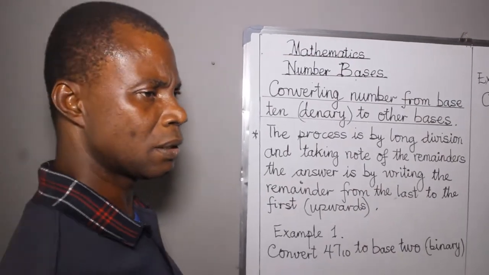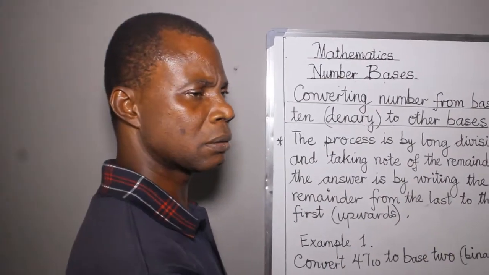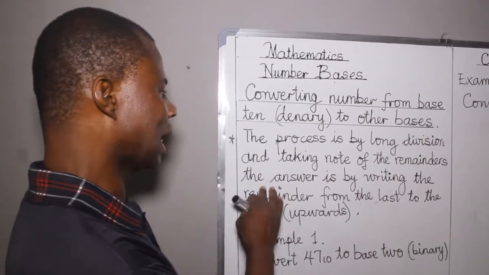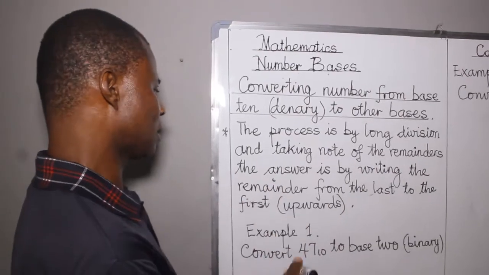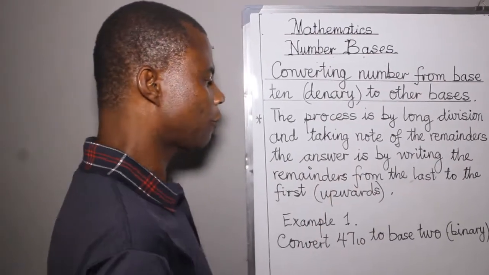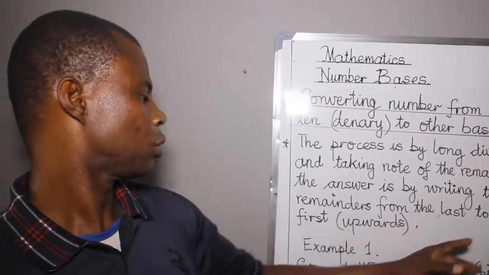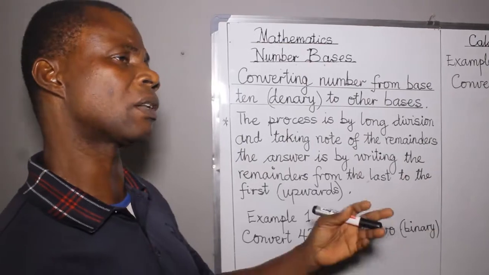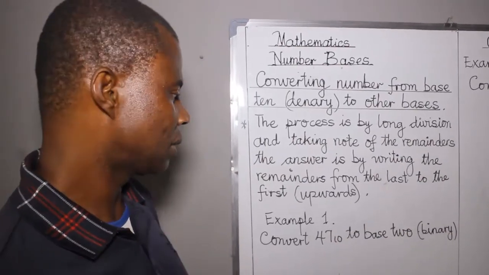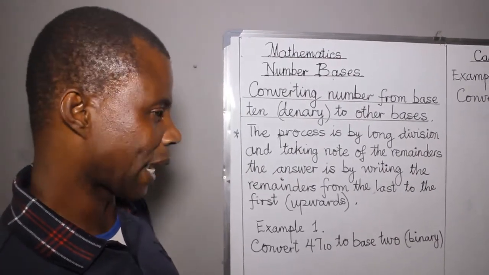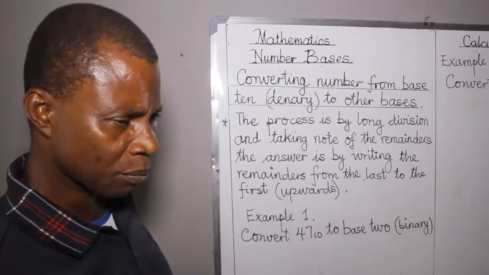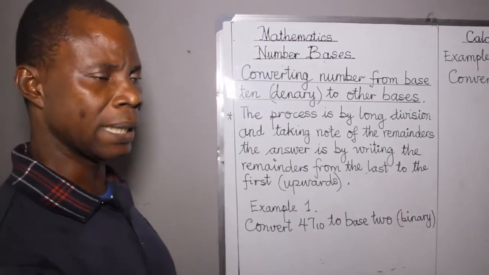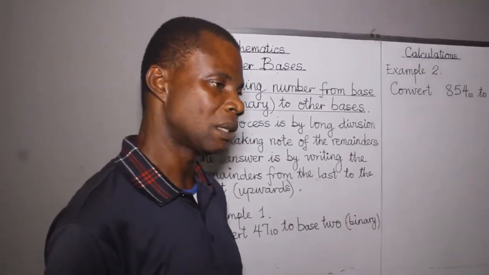As you are dividing, you are taking note of the remainders. So, when we finish, the answer is by writing the remainders from the last to the first. Because you may get 3 remainders, 4 remainders, depending on the size of the figure that you are given. And when you write the answer, don't forget, you don't start from up, you start from the last, at the bottom of the remainders, and align it upward. And you have converted to the expected base.